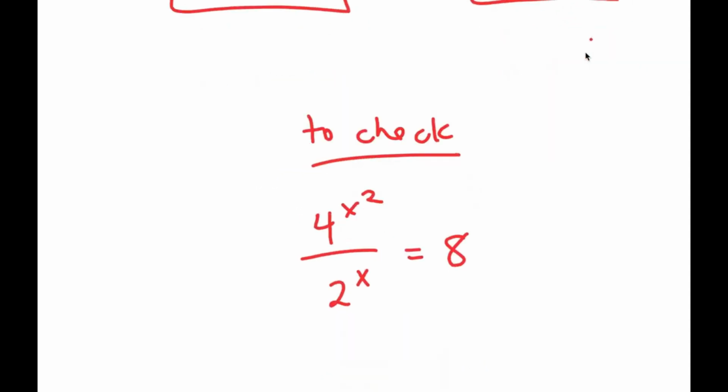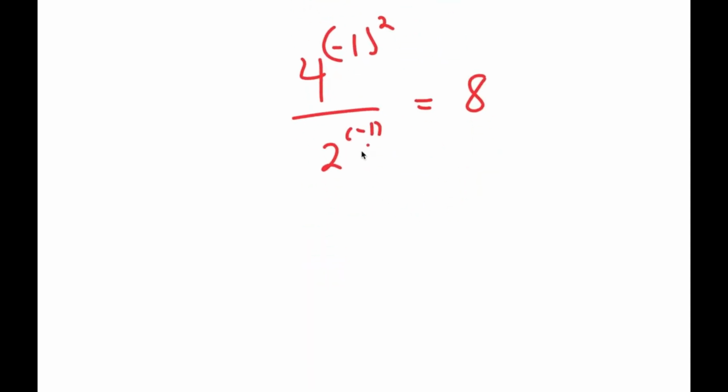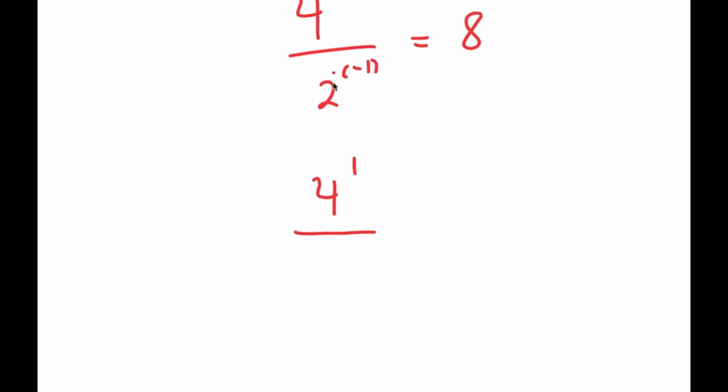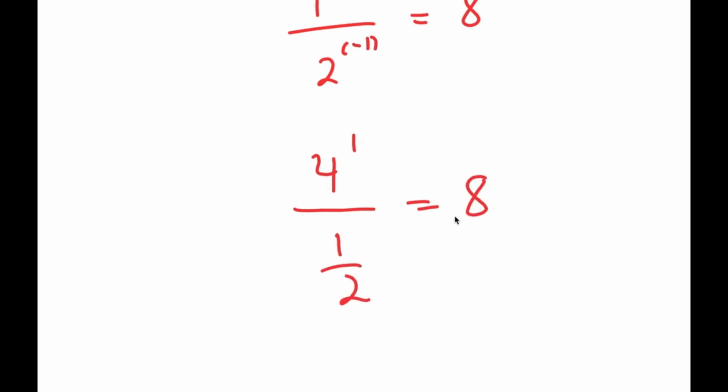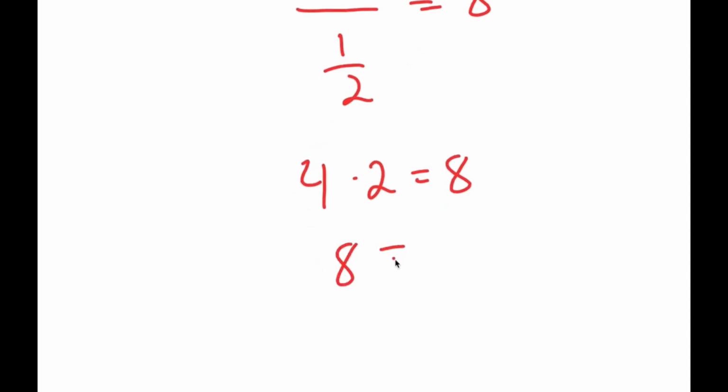So I'm going to first start with negative 1. If I plug in x equals negative 1, I get 4 to the power of negative 1 squared over 2 to the power of negative 1 is equal to 8. So 4 to the power of negative 1 squared is the same thing as 4 to the power of 1, because negative 1 squared is just positive 1. And 2 to the power of negative 1 is 1 over 2. So this turns into 4 times 2 is equal to 8, and 8 is equal to 8.